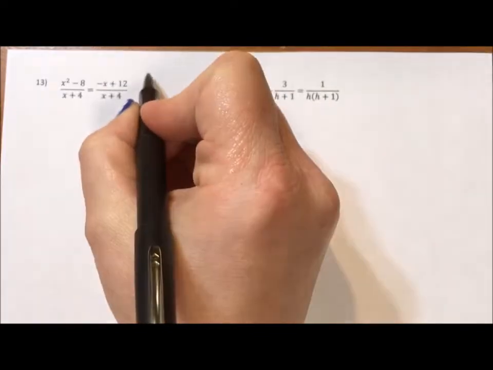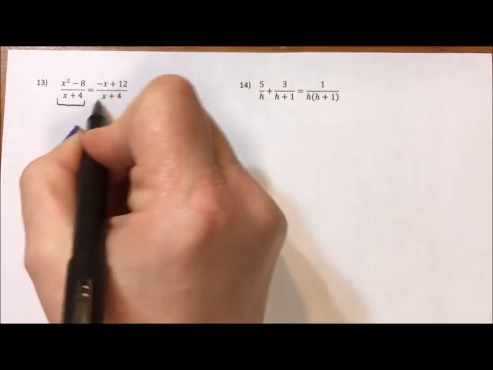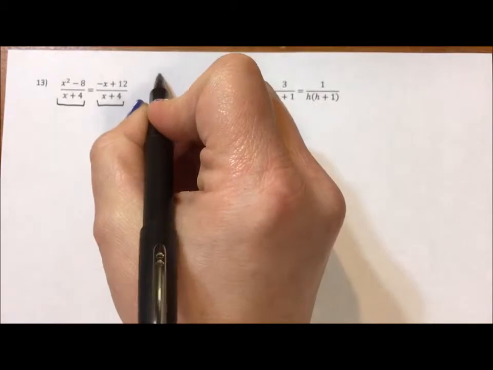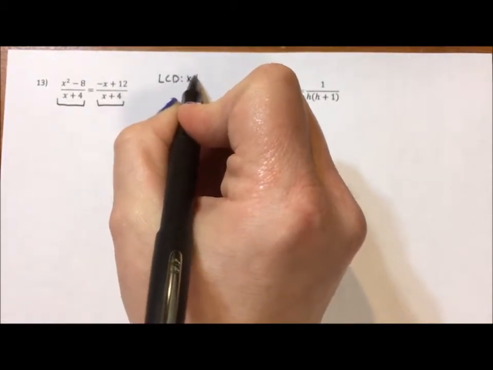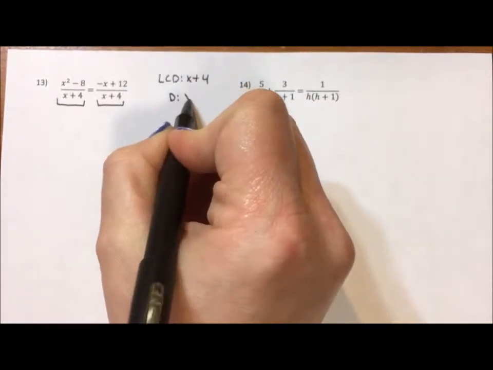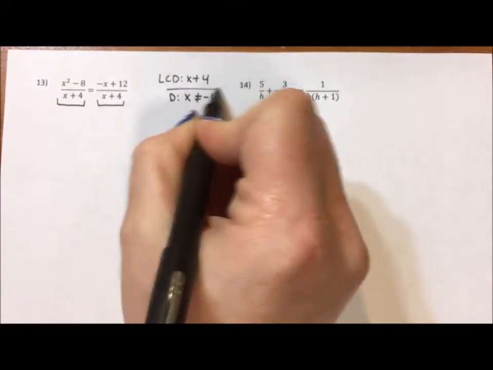This problem is even simpler. There are two fractions, two terms. They both have the same denominator. The least common denominator is x plus 4. That tells us a domain: x cannot equal negative 4.